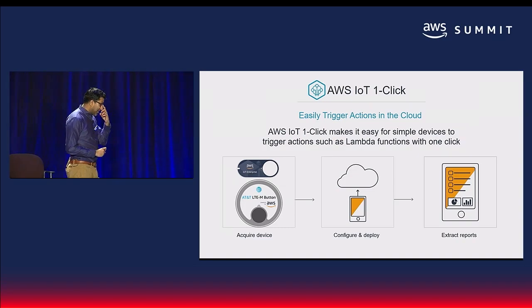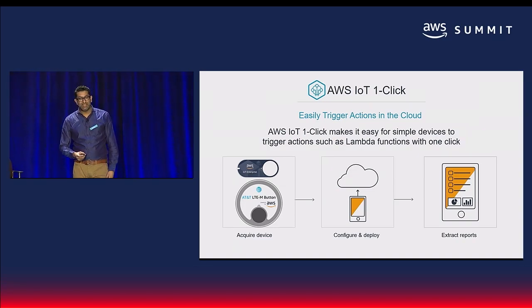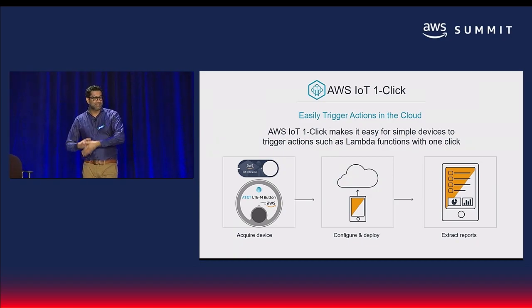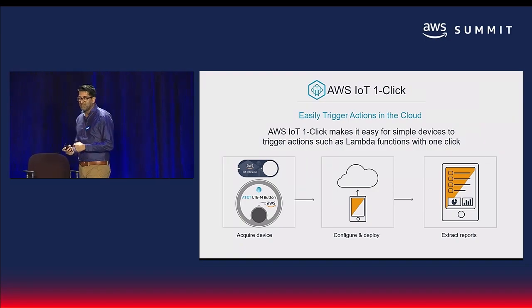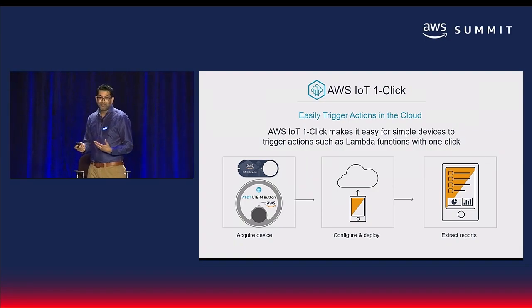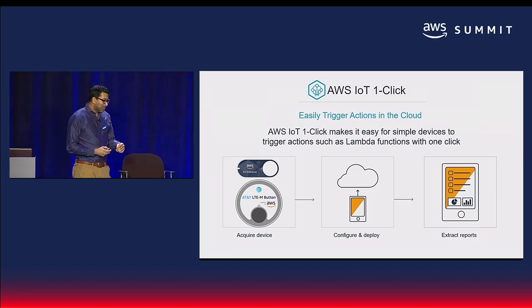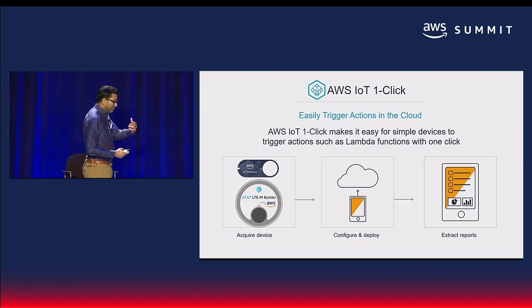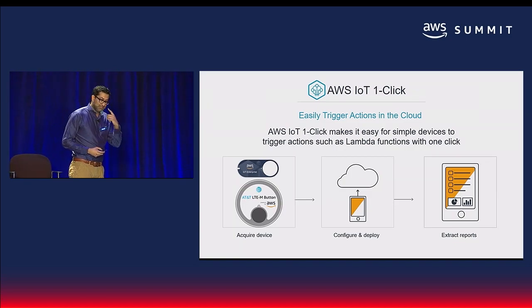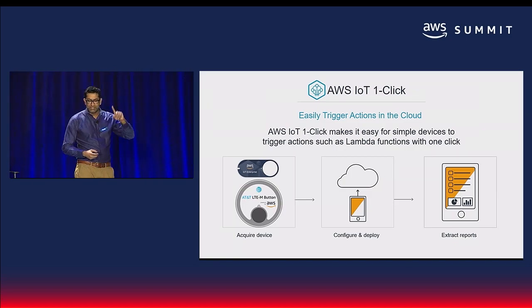And I know it mentions extract reports, so if you had X amount of devices in a specific place, you can run reports on it and see who's been clicking what, who's been clicking it once, twice, to see what's going on. With the one-click, previously the AWS IoT buttons, you could do 3 different clicks: a single click, a double click, or a long click.